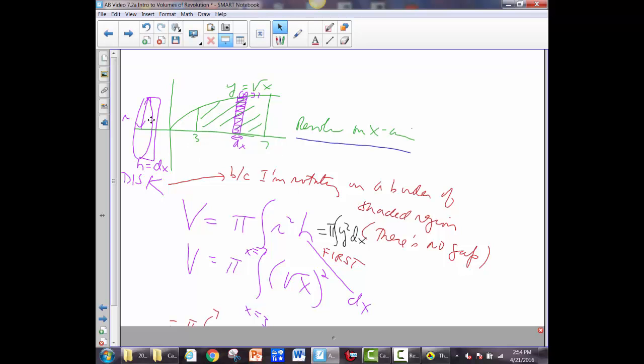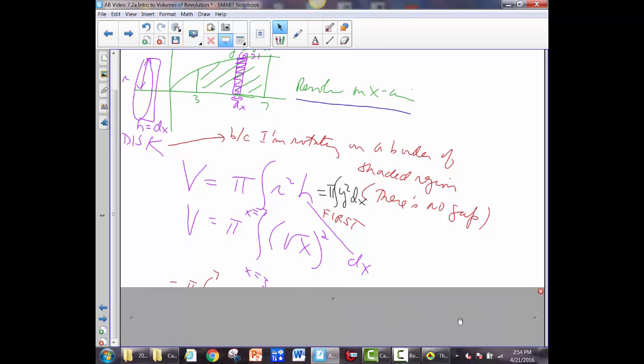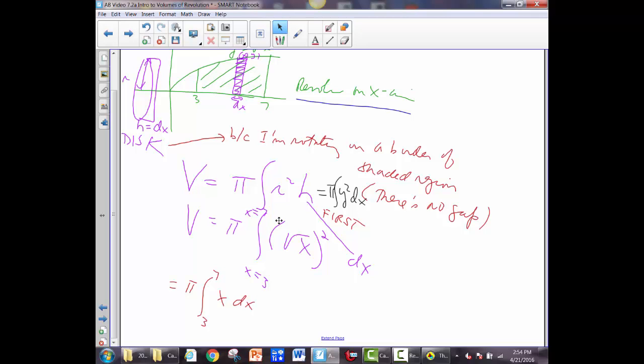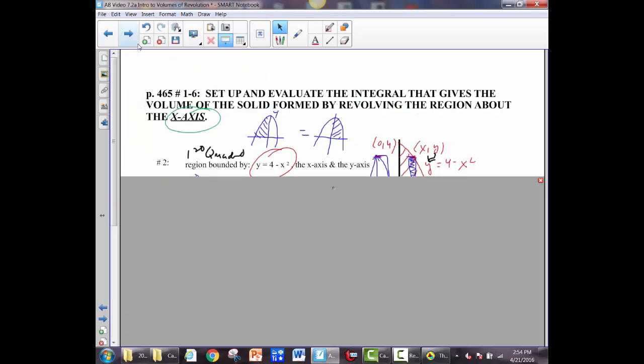The radius, as you can see over here, of my cylinder is the y coordinate of that point. But I have to change everything into x, and y is equal to root x. So I simply replace y by root x and squared. And of course, my limits of integration have to be in terms of x, which is left border, x equals 3, right border, x equals 7. And you could take it from there.